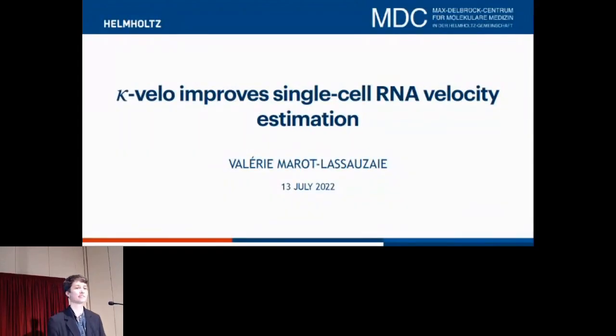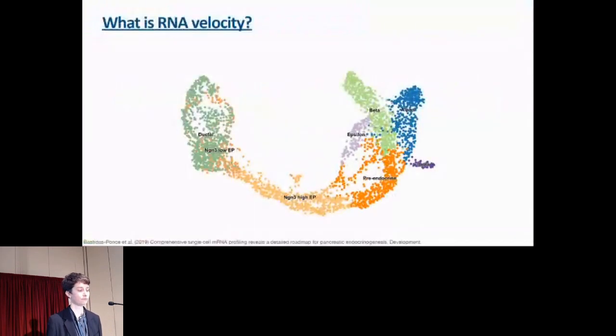Okay, yeah, thank you. So I will be introducing κ-velo, as mentioned, a method to improve single-cell RNA velocity estimation. And my name is Valérie Marot-Lassauzaie. I'm a PhD student in Valérie Marot-Lassauzaie's lab in Berlin at the Berlin Institute of Medical Systems Biology.